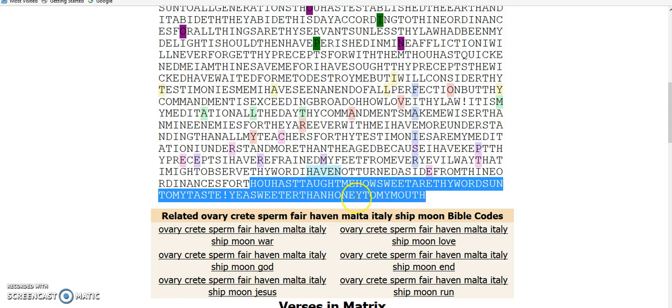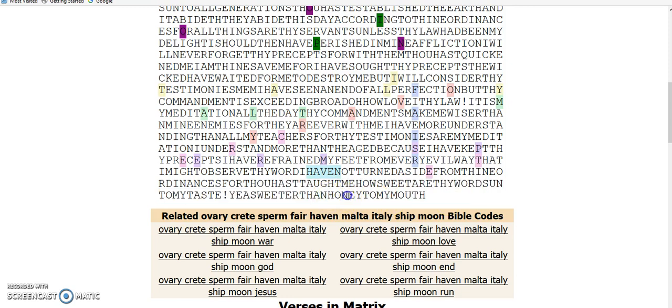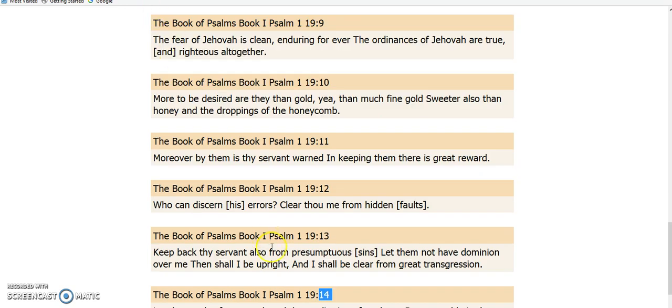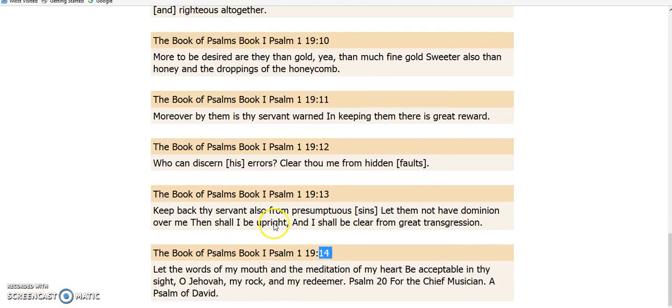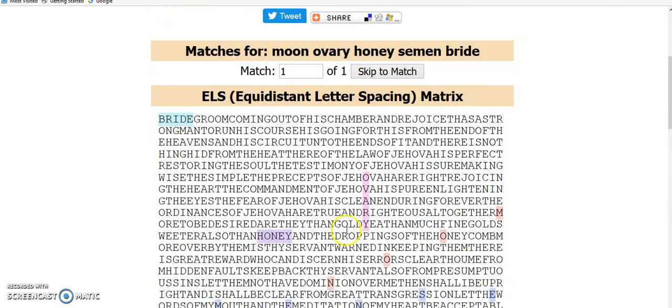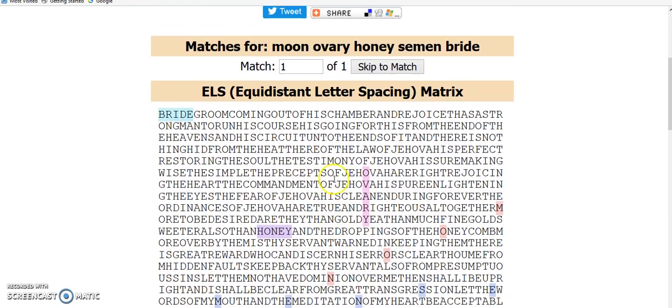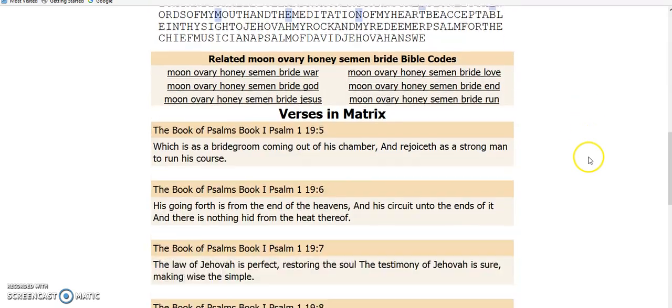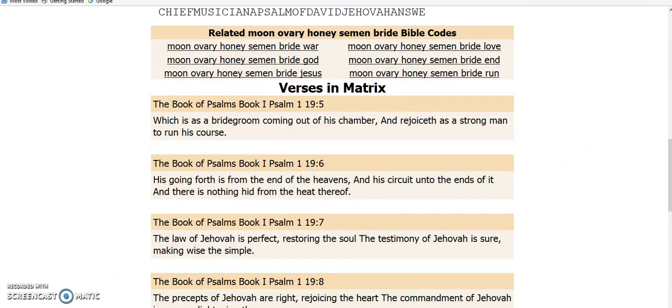And so it's talking about the Word of God being sweeter than honey over here in the very next verse. And this is in Psalm 119. And then it mentions the same thing over here in Psalm 19. So I didn't realize the similarities between Psalms 119 and 19 until I did these tables. They both mention the term honey, and they're both about the Word of God.